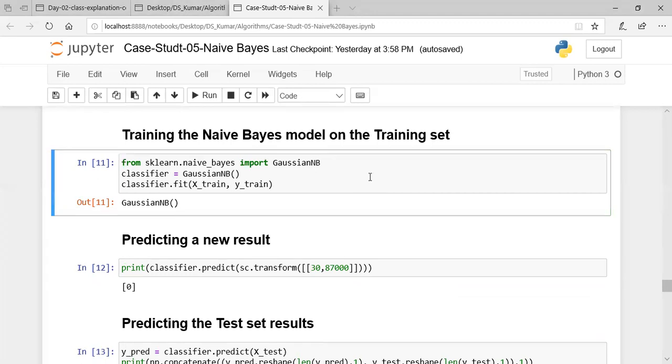So generally we are using the conditional probability. From sklearn.naive_bayes, import GaussianNB, and as usual I am taking the GaussianNB reference as a classifier, dot fit X_train and Y_train, and then we are predicting the model.